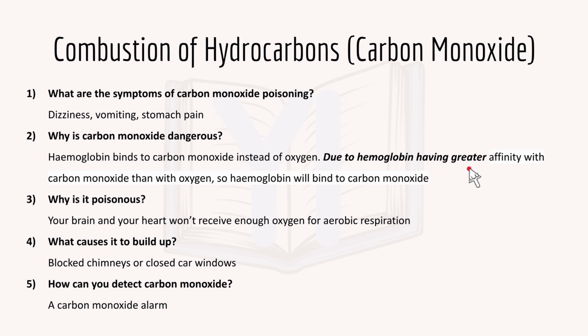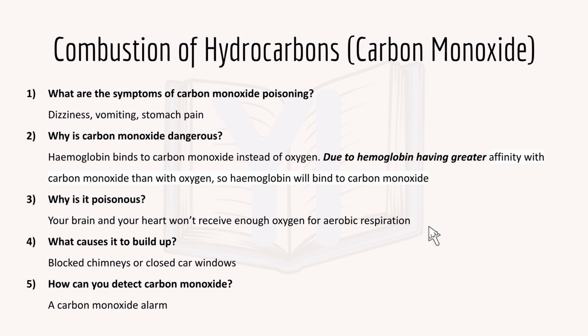By having a greater affinity, it means that the hemoglobin will just cling onto the carbon monoxide without letting it go. So it can't get released into, let's say, the bloodstream to be released out of the body. The hemoglobin will keep holding on to the carbon monoxide. So why is it poisonous? It's because your brain and your heart won't receive enough oxygen for aerobic respiration.